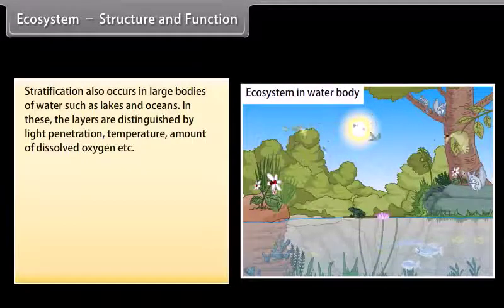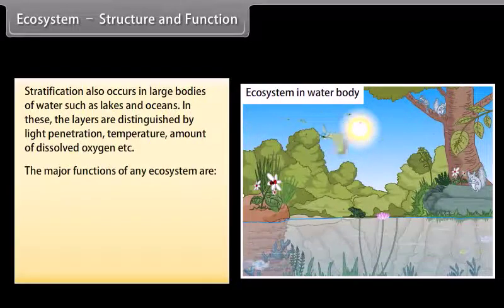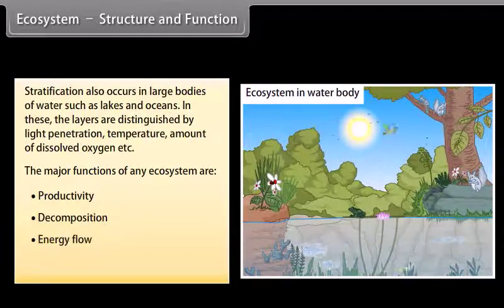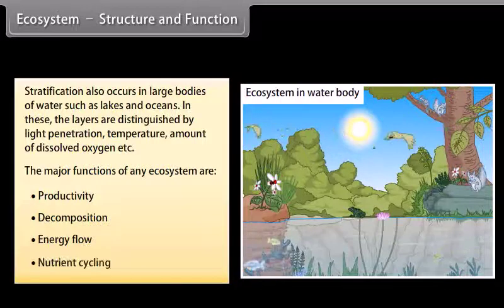Stratification also occurs in large bodies of water, such as lakes and oceans. In these, the layers are distinguished by light penetration, temperature, amount of dissolved oxygen, etc. The major functions of an ecosystem are productivity, decomposition, energy flow, nutrient cycling.